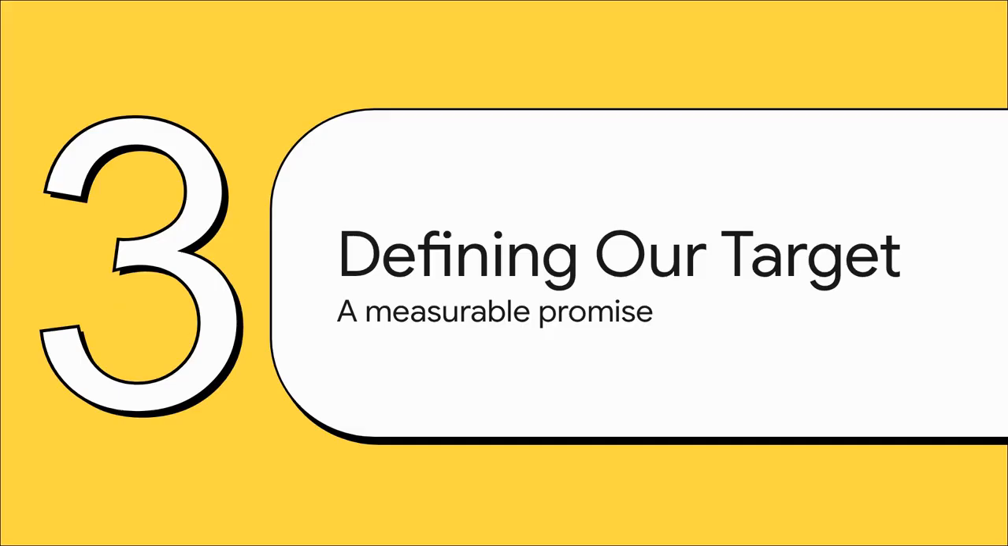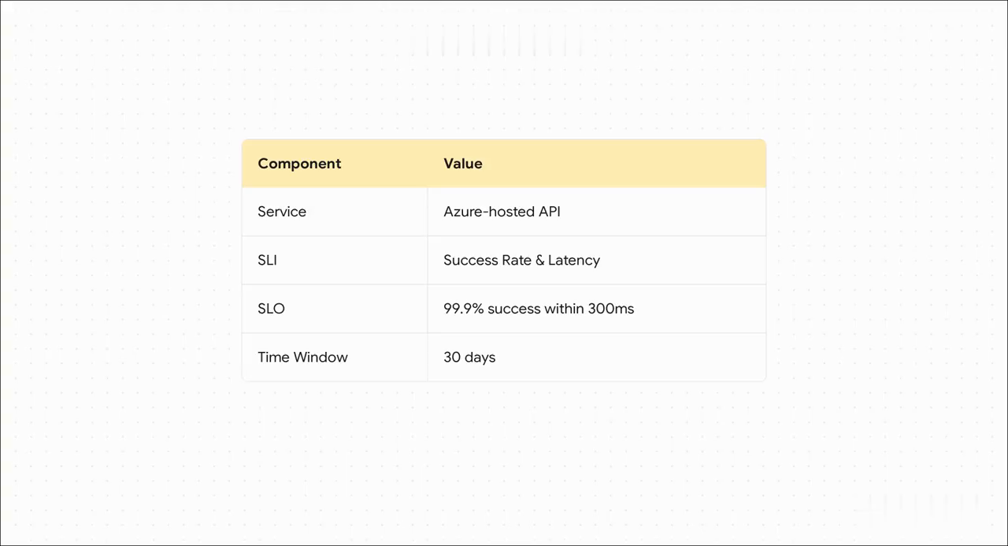All right, enough theory. Let's make this real. We're going to define a clear, measurable target for a service that I bet a lot of you run, a simple API hosted in Azure. You know, breaking it down like this is absolutely crucial. Our service is the API. The metrics that actually matter to the user, we call these the service level indicator, or SLI, are success rate and speed. And our promise, our SLO, is that 99.9% of requests will succeed and they'll do it in under 300 milliseconds. We'll measure that over a 30-day window. Simple, clear, and totally focused on the user.